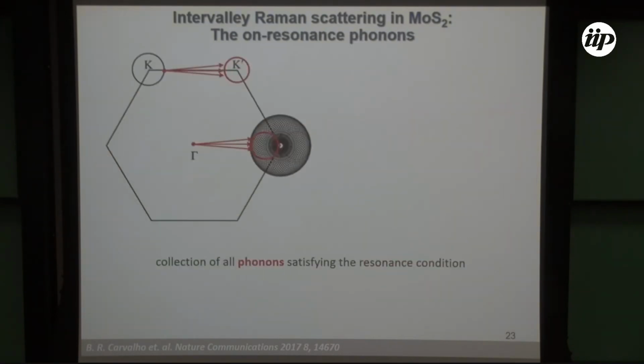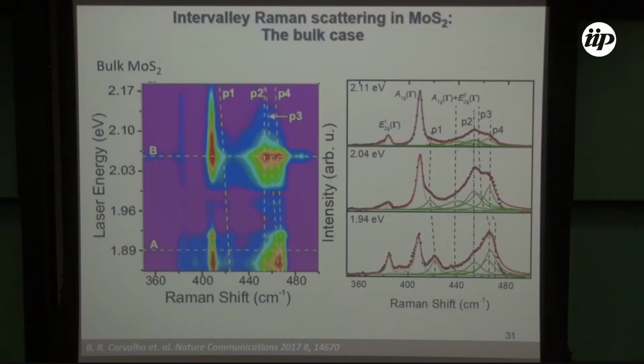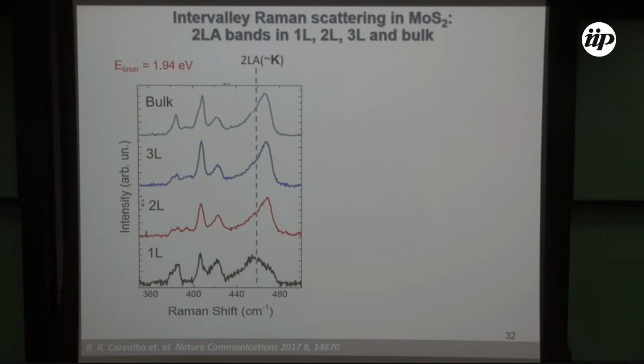However, now for bulk, we actually have two maxima here, and only one, which is the highest intensity, is the P4 peak that we're not able to properly explain. So where is it coming from? We decided to look at how this behaves.